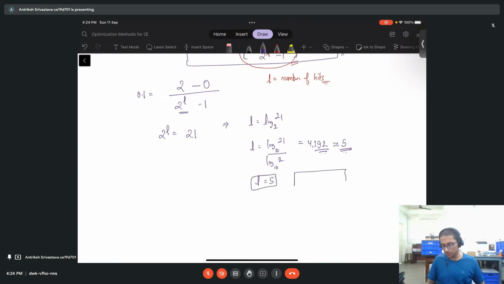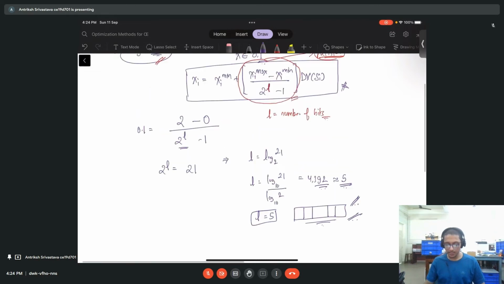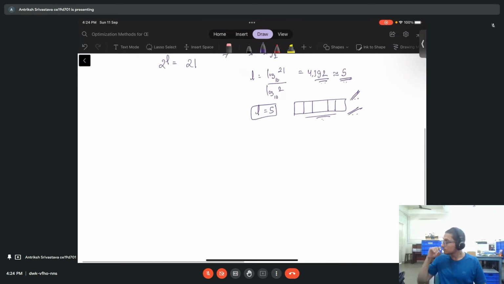So the encoded chromosome value will look like this. So is this correct, Mr. Pankaj? Correct, sir. Okay. Thanks. So now we have decided how my initial population should look like. It should look like this, the initial guess. Now let's start with the process of initializing the population.